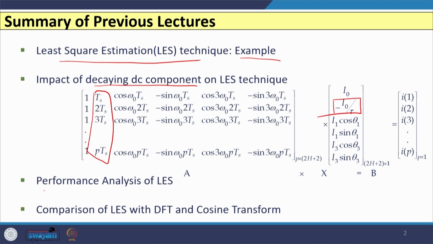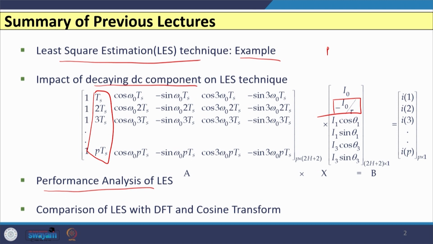After that, we discussed the performance analysis of the least square estimation technique, and we discussed that whenever we use the LES technique for decaying DC components, this technique provides the best estimation compared to the other techniques like full cycle DFT, half cycle DFT and cosine transform. The important point to consider here is the number of samples required.